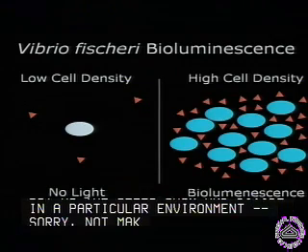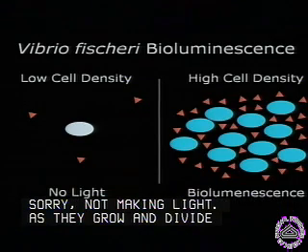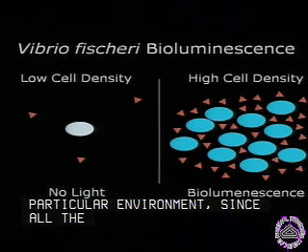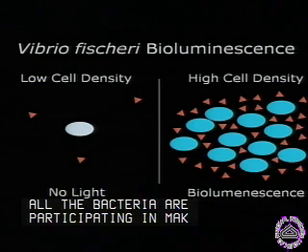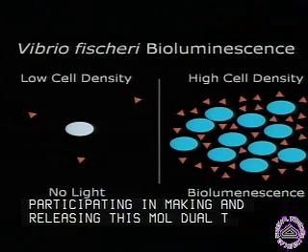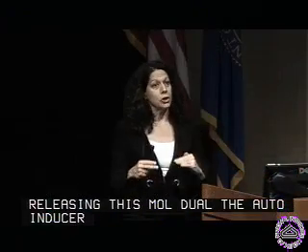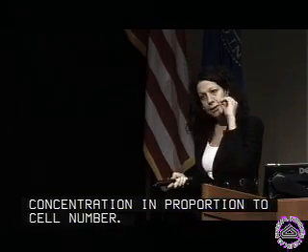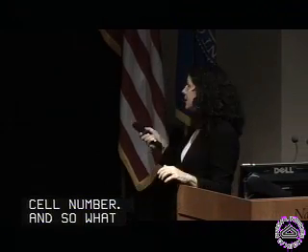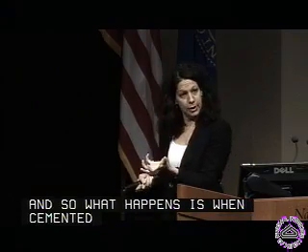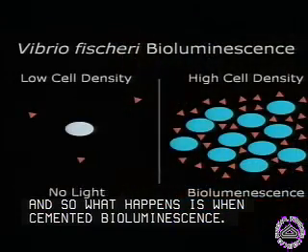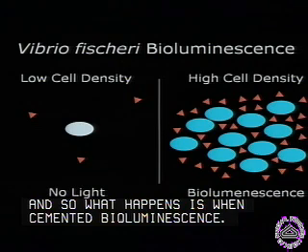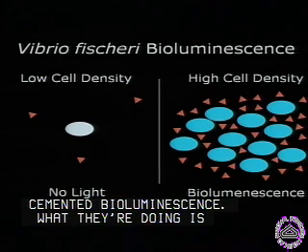since all the bacteria are participating in making and releasing this molecule, the autoinducer builds up in concentration in proportion to cell number. And so what happens is when the molecule hits a certain amount, the bacteria detect it, they turn on a signal transduction cascade, the output of which is bioluminescence. So what they're doing is counting one another by whether or not this small molecule is there.